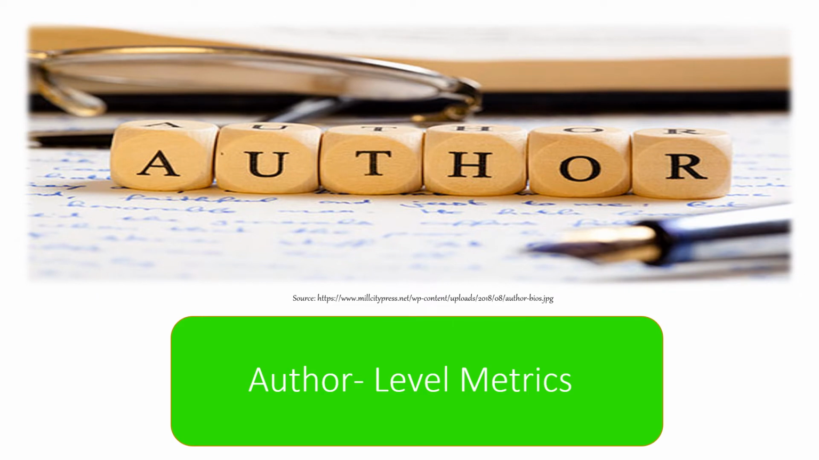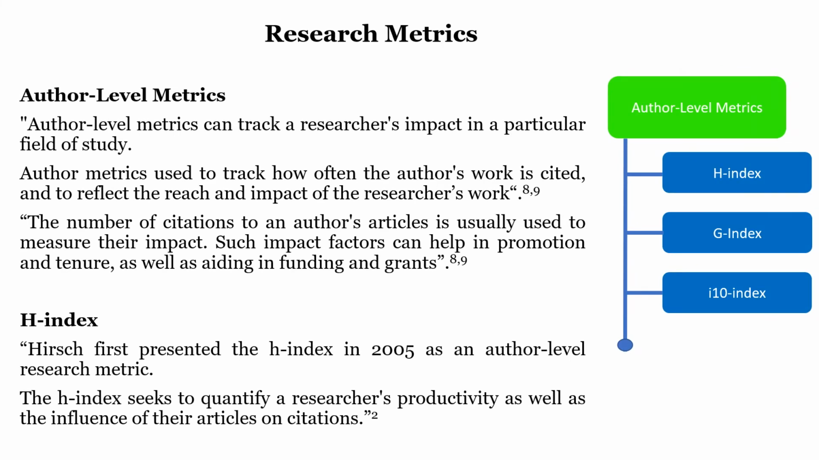Now we'll discuss the author level metrics. That's the third level of metrics. Author level metrics is the third level of the research metrics. Author level metrics can track a researcher's impact in a particular field of study. Author metrics are used to track how often the author's work is cited and to reflect the reach and the impact of the researcher's work.